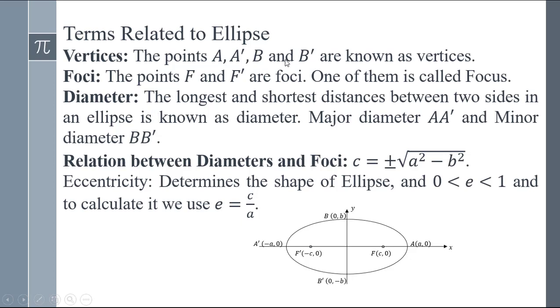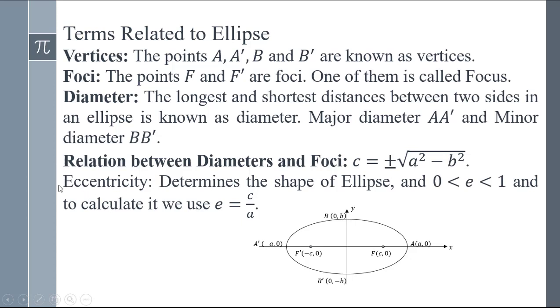Now, as we said, we have two diameters in an ellipse, the major diameter and the minor diameter. The longest and shortest distances between two sides of an ellipse are known as diameters. We have A A bar, the longest, which is known as the major diameter, and B B bar, the shortest, which we know as the minor diameter. The relation between diameters, foci and vertices is C equal to square root of A square minus B square.